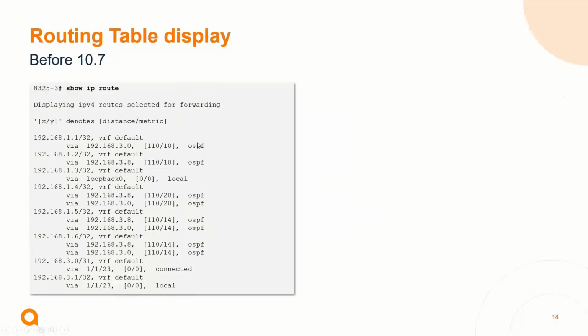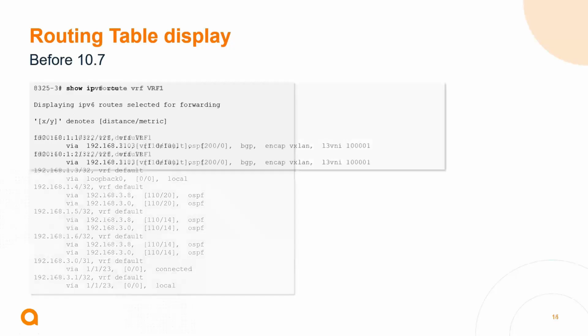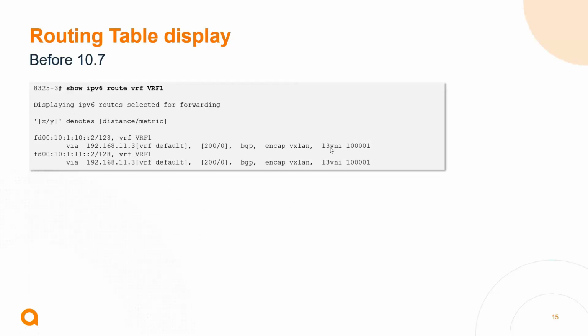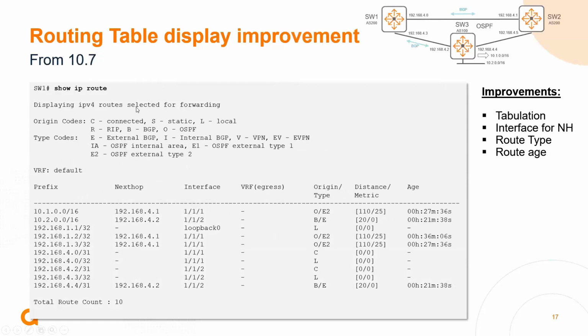Before 10.7, just as a reminder, when you do a show IP route, you have the routes listed here. But obviously, we can say that the presentation and the display of the output of the command is not so perfect. The same for IPv6 here. So we improved that, and this is now what we have as an improvement. First of all, you see the tabulation, nicely displayed with columns. You see the interface for the next hop reachability. Here, if you do some route leaking, you have the VRF egress that was already present in the previous command, but here it is nicely displayed as well.